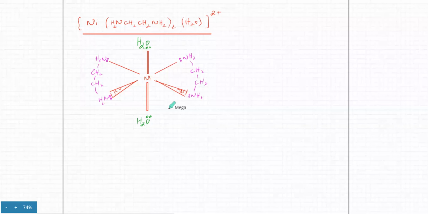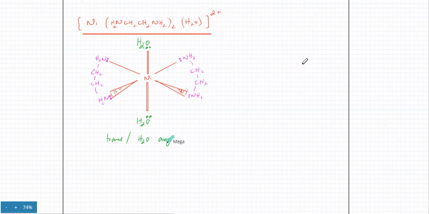So this one would be the trans version. Why? Because the water molecules are making an angle of 180 degrees. And you can obviously make another version of this molecule, which is going to be where the water molecules would be next to each other. We can draw that quickly.